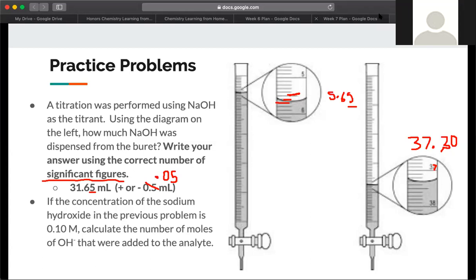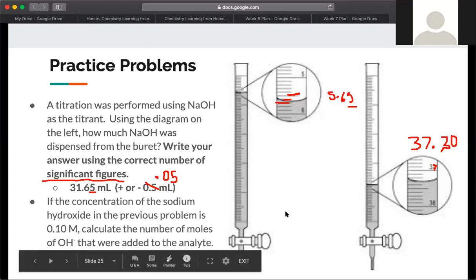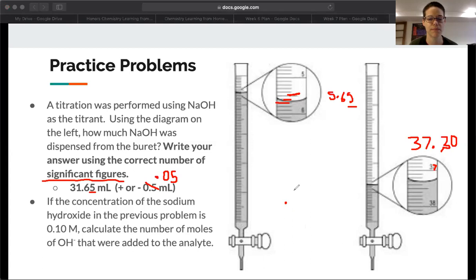I see. So 31.65 would be 0.03165 liters. And then you simply multiply that by the molarity, 0.10. And that would give you the moles. So that's just moving your decimal over one additional spot.